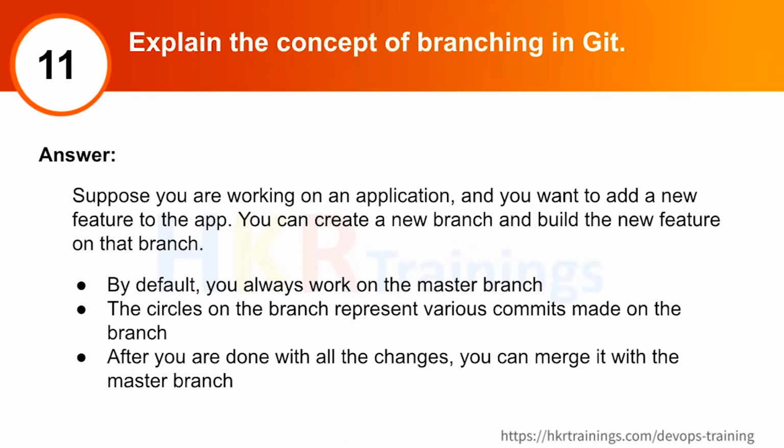Suppose you are working on an application and you want to add a new feature to the app. You can create a new branch and build the new feature on that branch. By default, you always work on the master branch. So you take the new branch from the master branch, work on your feature, and then merge it back into the master.